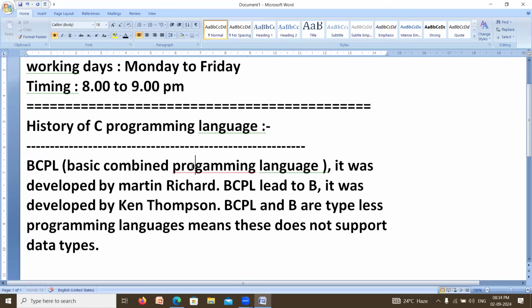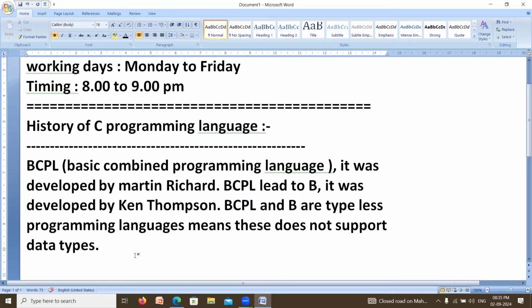Friends, whenever you go to a cool drink shop, there will be some cool drinks: Maaza, Pepsi, Sprite, Thumbs Up, Coca-Cola. Those are called types of cool drinks. Whenever you go to a hotel, there will be idli, vada, dosa, chapati. Those are called types of tiffins. Similarly, data types are the types of data: numbers, characters, symbols. In these two languages, there are no data types, so they are called typeless programming languages.